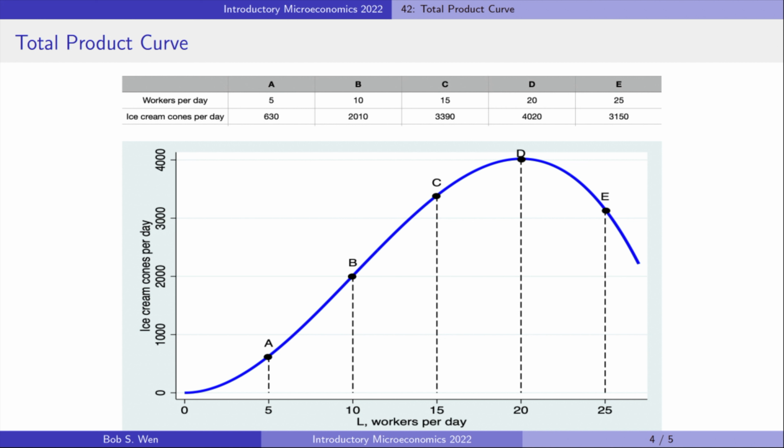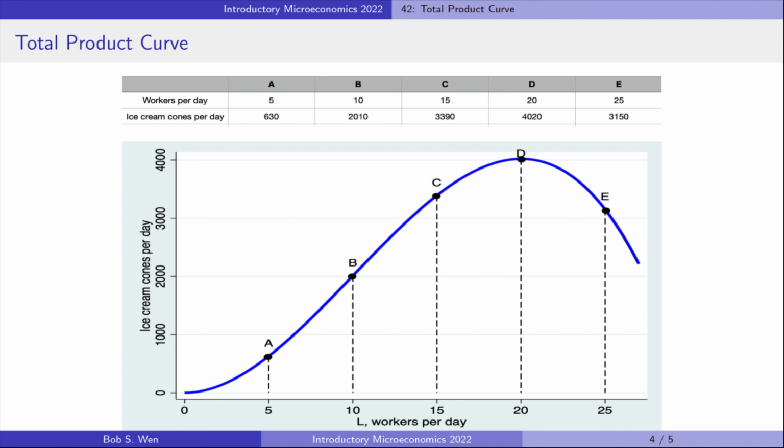We say that the curve is not a straight line. Initially, the total product increases at an increasing rate, as the interval between point A and point B shows. Then, the total product continues to increase as labor increases, but at a decreasing rate. We can see that between point C and point D. The shape of the total product curve depends on the marginal product of labor.